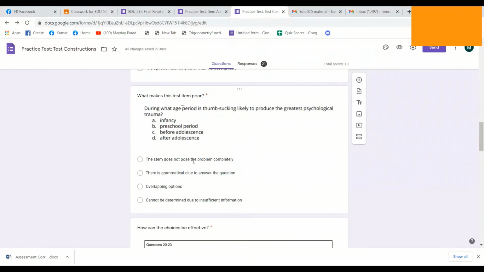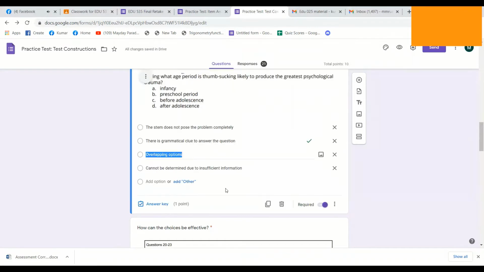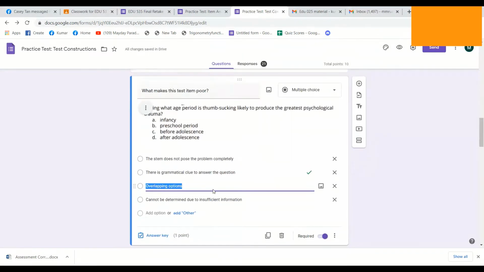Not A, because it states a complete thought problem. Then the options are not overlapping. They're all homogeneous. So definitely it's letter B. Okay. So letter B is the correct answer.